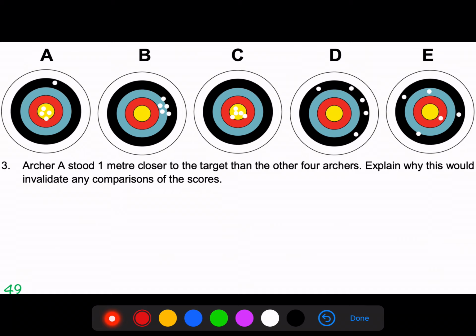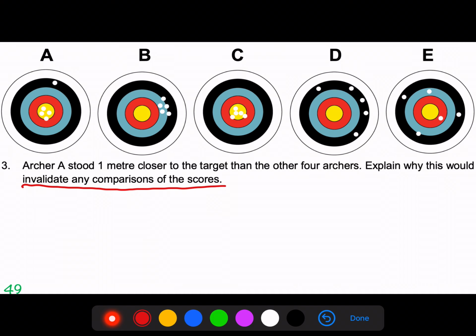Okay, this relates to validity. So Archer A was cheating. They stood 1 metre closer to the target than the other 4 archers. This would invalidate any comparison. What do I mean by that? Well, it means that you'd have to cancel the competition, wouldn't you? Or exclude and disqualify Archer A, because you've introduced here a second variable.